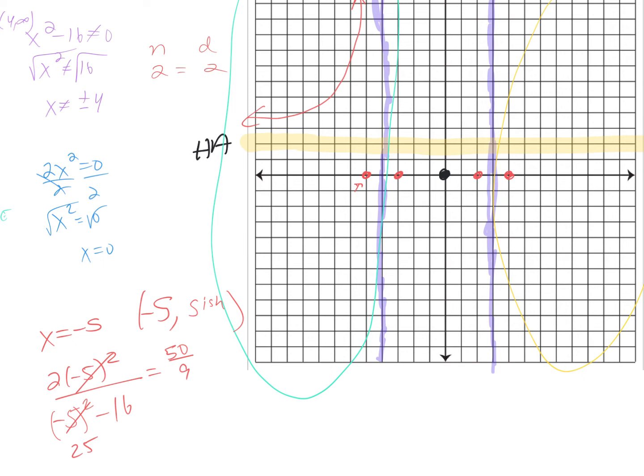Let's say when we did -5 and plugged it in, what if it crossed that? It won't. It never will. It'll never cross the vertical asymptote, so just don't draw it so that it does.